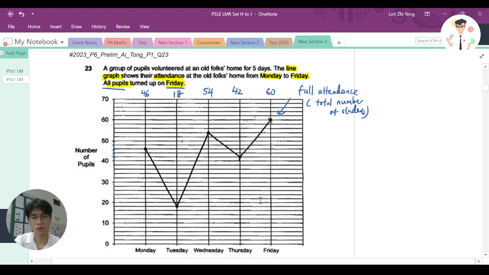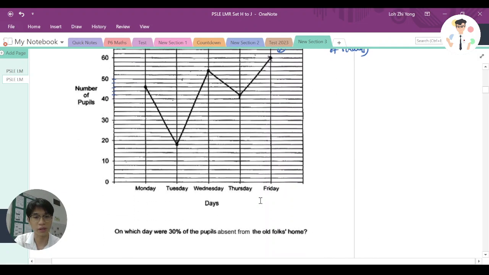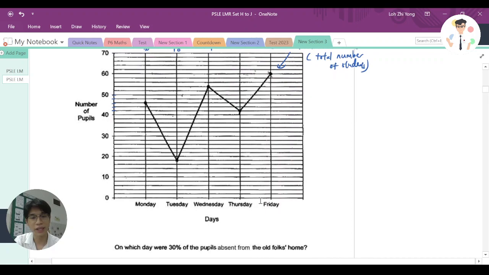Okay, and also on Friday. So let's look at the question here. On which day were 30% of the pupils absent from the old folks' home? Now, again, this is showing the attendance, which is the number present. Again, this graph shows who is present. If 30% of the students are absent, it means I'm looking for 70% of the pupils who were present.